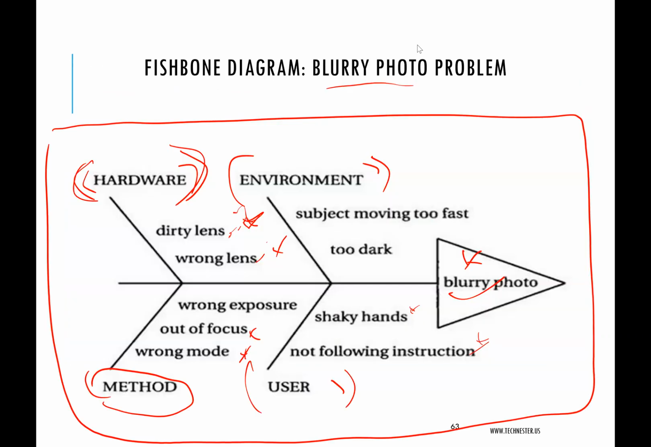So even in the Ishikawa, for this example, the stakeholder has told you that the problem is a blurry photo, but maybe using hardware and all these categories, you have traced and drilled down and figured out that the actual problem is that this stakeholder has shaky hands. And maybe the object they are trying to snap is moving too fast. So you have found that there are two main causes.